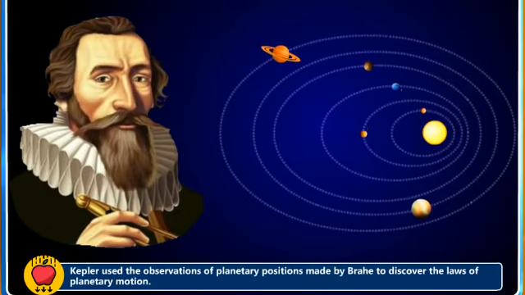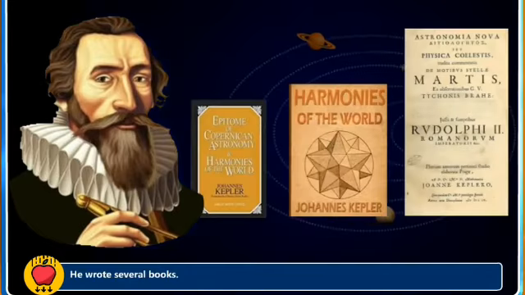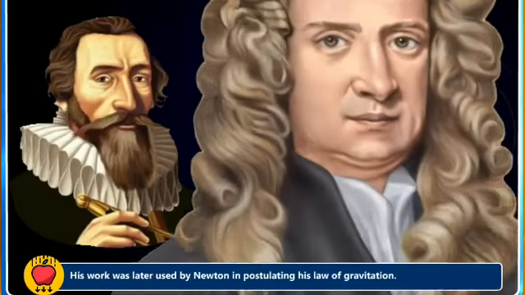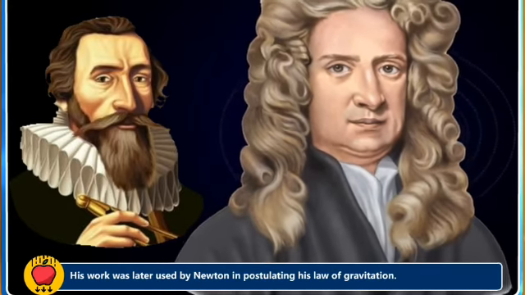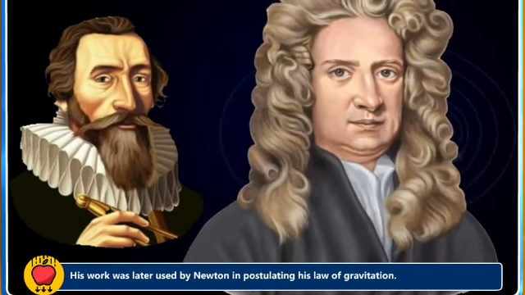Kepler used the observations of planet positions made by Brahe to discover the laws of planetary motion. He wrote several books. His work was later used by Newton in postulating his law of gravitation.